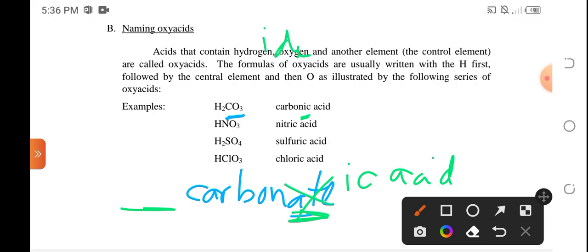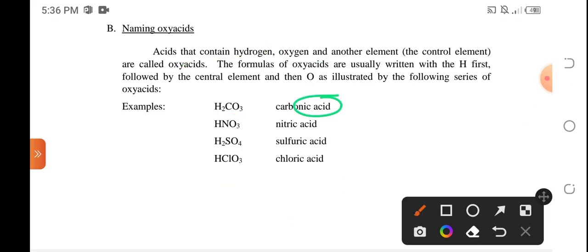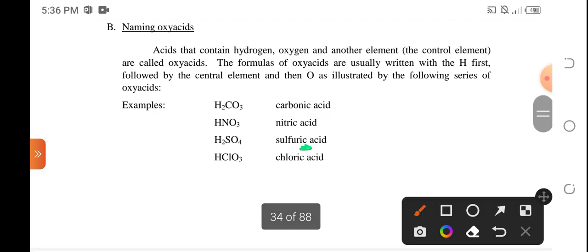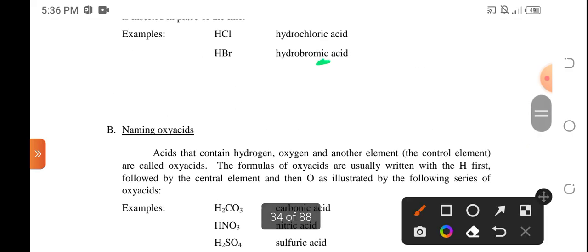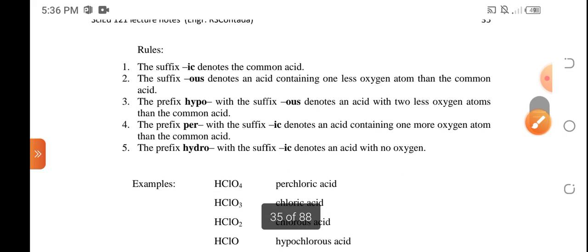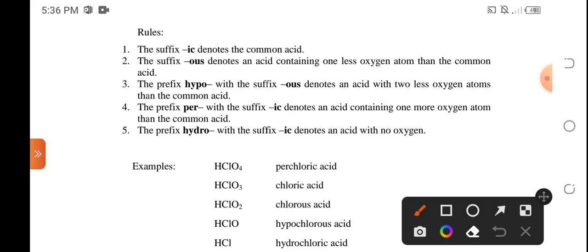Okay? Yung may IDE, meron silang hydro, pero ito wala. Okay? Pero parehas silang ending with IC. Okay? Meron silang IC sa kanilang pangalan. Ito, IC acid sila. Parehas dito. IC acid. Okay? Okay, so the IC denotes that it's a common acid.